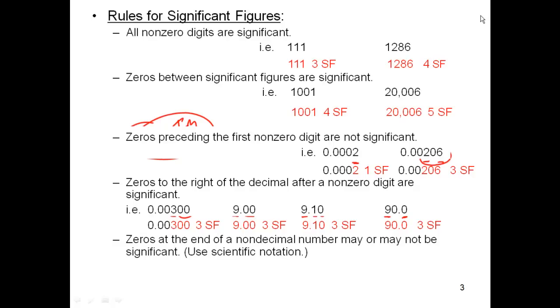Zeros at the end of a non-decimal number may or may not be significant. It's vague. We don't know how many sig figs are there, so usually to make sure that we tell the reader how many are actually significant, we use scientific notation when we write the number. Example, 900. That's very vague. That could be 1, 2, or 3 significant figures. We don't know. Now, we could write it in scientific notation, or another way we do it, sometimes we'll put a decimal behind that last 0, telling the reader that all 3 are significant.